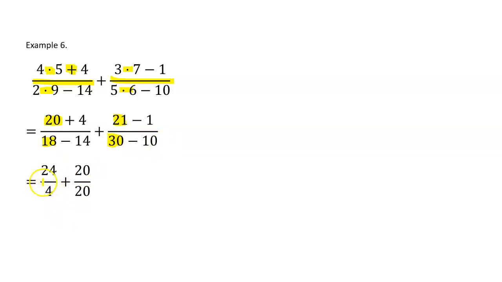And finally, we see we have to do division and division before this addition. So 24 divided by 4 is 6. Plus 20 divided by 20, that's 1. So finally, we do the addition, which gives us 7.